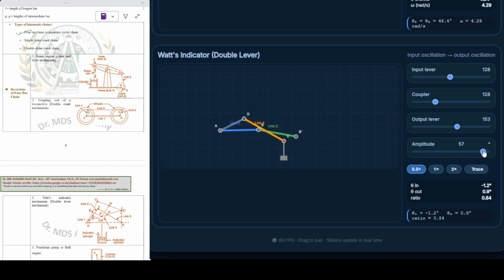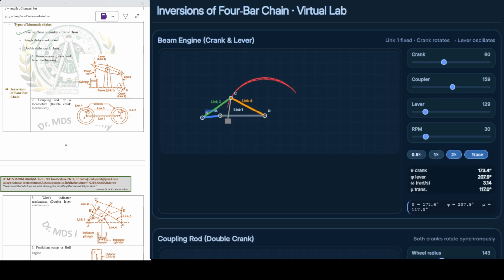So this is how we are getting the output from the mechanism. Okay, so that's all for the case of the inversions of the 4 bar.